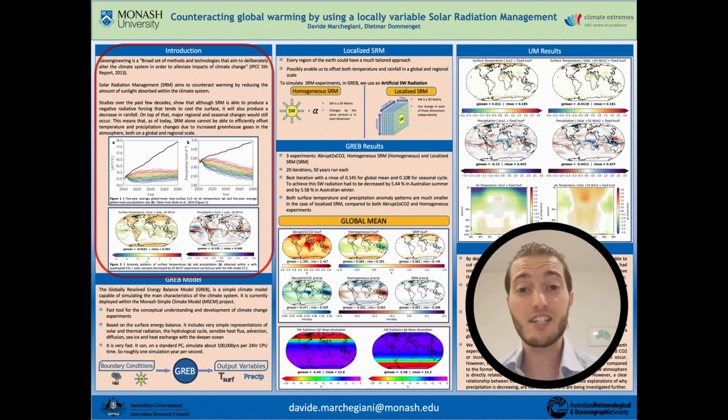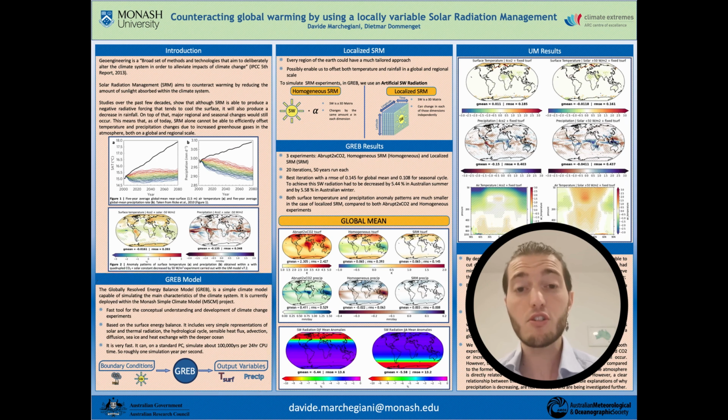So we wanted to address this problem, and to do that we started off by using the GREB model, which is a simple climate model capable of simulating the main characteristics of the climate system, in which we could easily control some forcing, such as the amount of CO2 or shortwave radiation, and the model was able to give us variables such as surface temperature or rainfall as output.